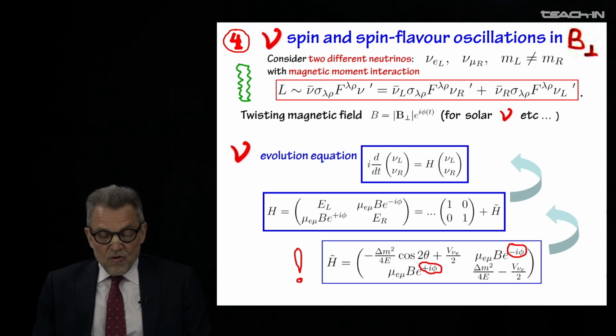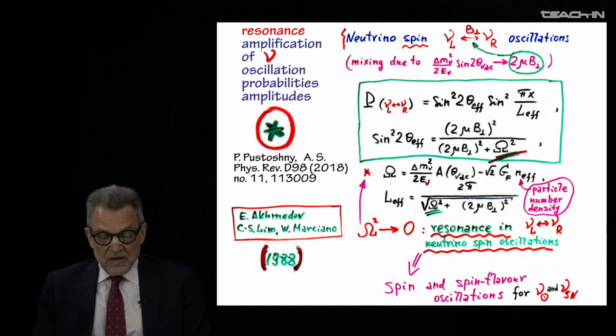We have derived, in a very short way, the probability of neutrino spin and spin flavor oscillations in the transversal magnetic field. And here I would like to show the final expression for the probability of oscillations between left and right neutrinos, that is given by these two sine squared terms.